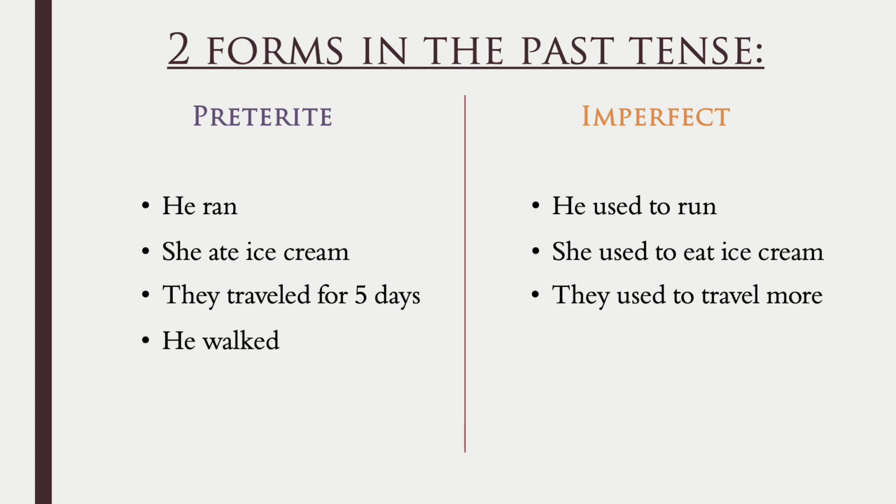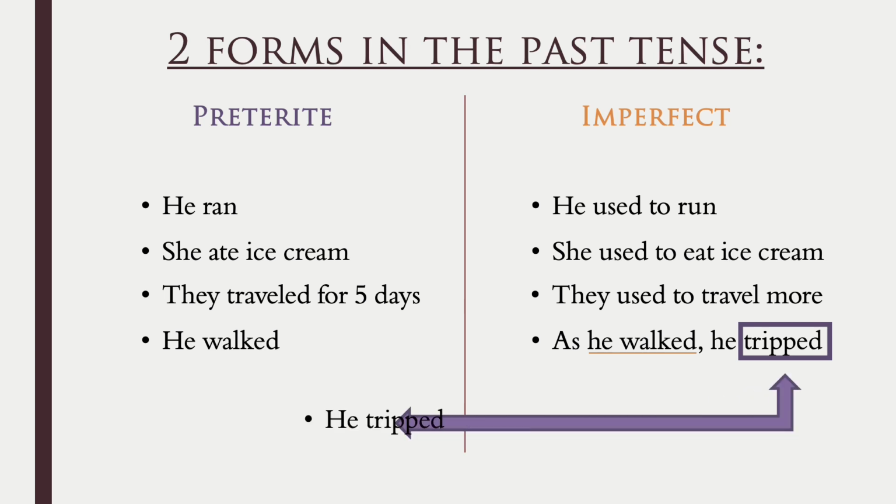Another example is "he walked." Precise, finished. Versus the imperfect, "as he walked, he tripped." All right, so this sentence is interesting because he walked here, on this side, is going to be imperfect because as he walked, it was an ongoing action. But then here, he tripped. That's actually going to be preterite because that's the interruption that we talked about, right? As he walked, that's the imperfect. It was an ongoing action. And then suddenly, interruption, he tripped. That's your preterite. So that's kind of how the preterite and imperfect tenses work.